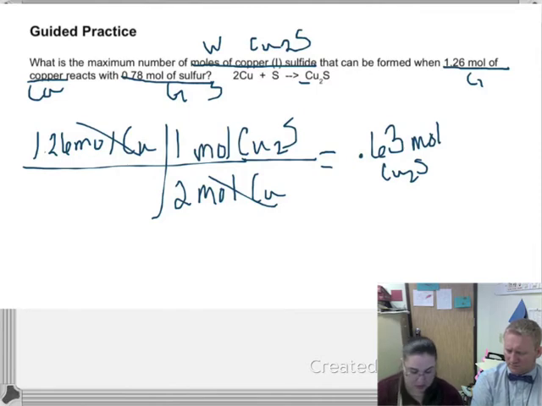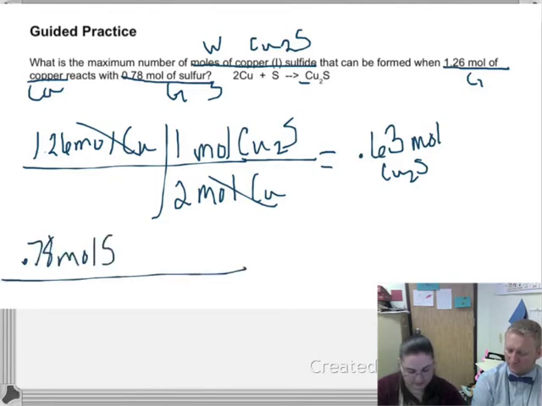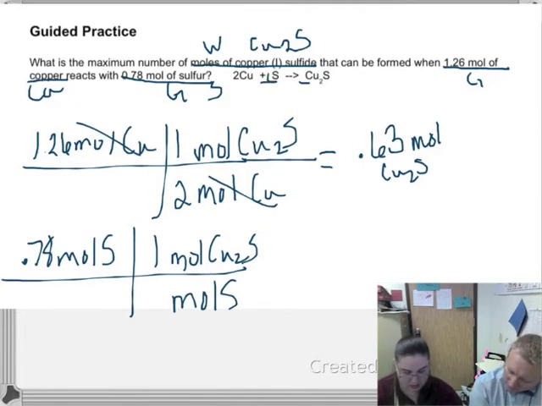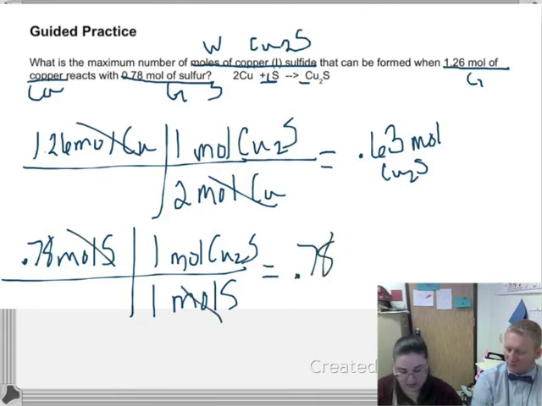Okay. So next one, what do we start with? 0.78 moles of sulfur. And again, we're changing it to moles of Cu2S. So on the bottom we want moles of sulfur, which has nothing in front of it, so we put 1. That one's easy. So 0.78 moles of Cu2S.